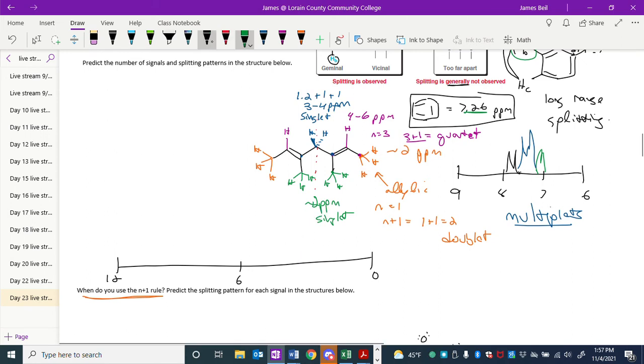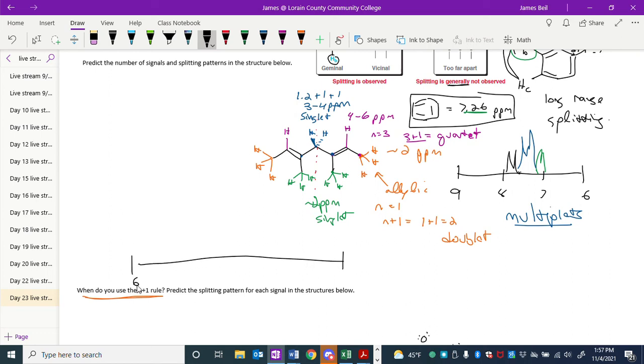I didn't count that out well. So actually, since there's no signals that would be above 6, let's just look at the 0 to 6 part of the spectrum. So I would expect this peak, actually let's just start on the left-hand side. So the one that had the highest ppm value, 4 to 6, that one should be a quartet. So I would expect a quartet to look something like this.